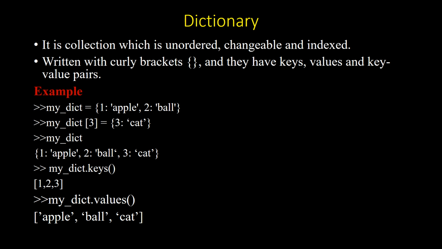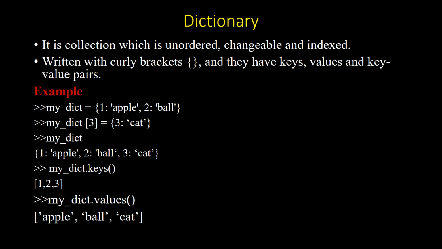Now I am going to add another key-value pair to my dictionary. Here is the syntax: my_dictionary, in square brackets the third key, 3, colon, the value cat. When I display my_dictionary, it displays all three values in the dictionary.